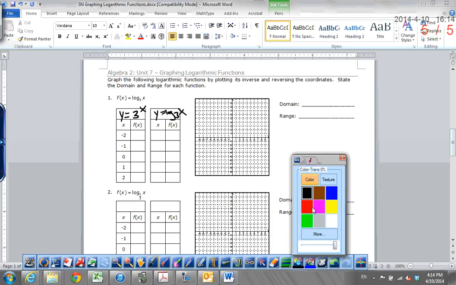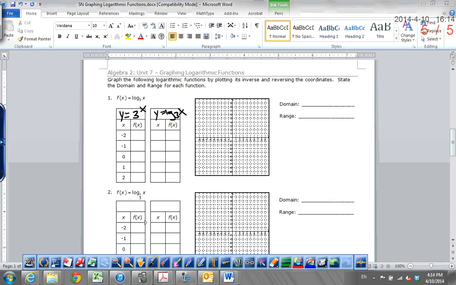Okay, so I'm putting this in the calculator. 3 to the negative 2 is 1/9. We get 1/3, 1, 3, and 9. So once again, that's an exponential. Looks something like that. So then my other one, I just switch all my values. So 1/9, 1/3, 1, 3, and 9 become negative 2, negative 1, 0, 1, and 2. So once again, you can see that they are symmetrical.